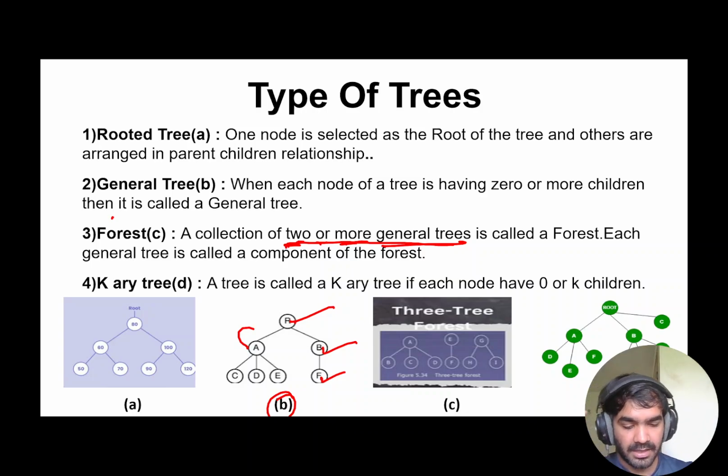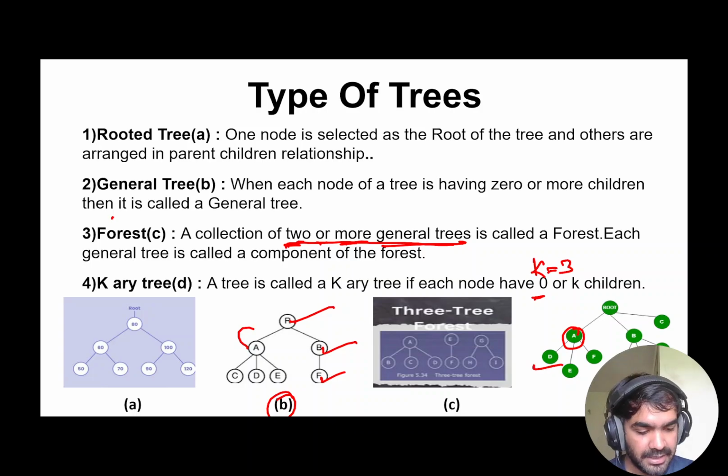K-array tree. A K-array tree is a tree in which each node has either 0 or K children. By either 0 or K we mean, let K be 3. So each node can only have 0 or 3 children. For example, A node has 3 children, D, E and F, and the root node has 3 children, A, B, C.